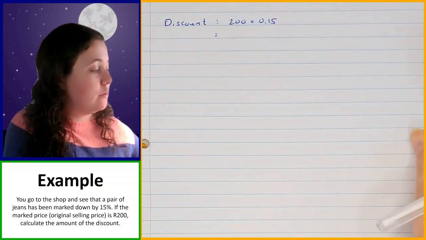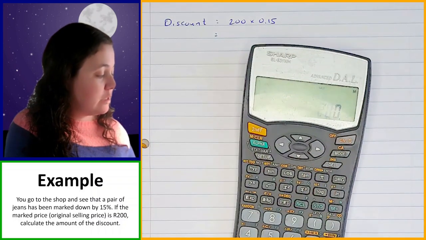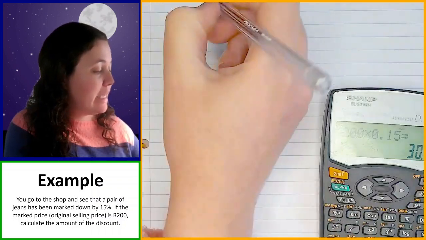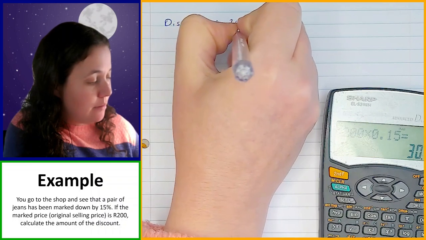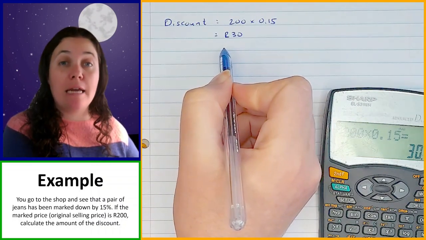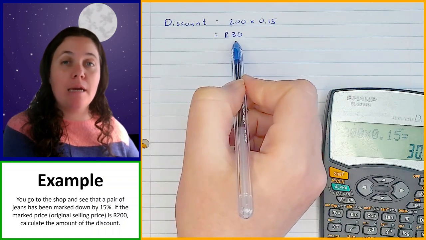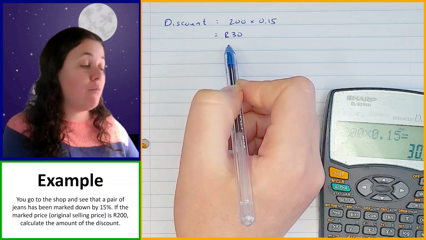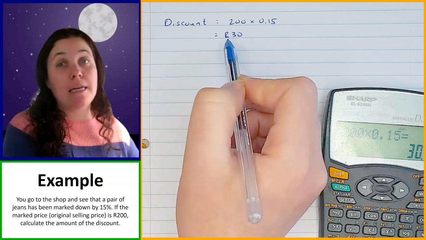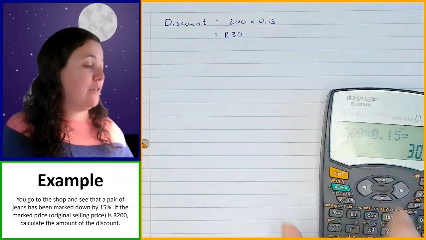Okay, so 200 times 15%, and that gives us 30 Rand. Okay, so this is not the amount that you would actually pay. This is the amount that you save. The amount you would pay would be the 200 minus the 30. That would be the discounted price or the marked down price, or the sale price. That's the amount that you would pay if you were to buy it while it is on sale.